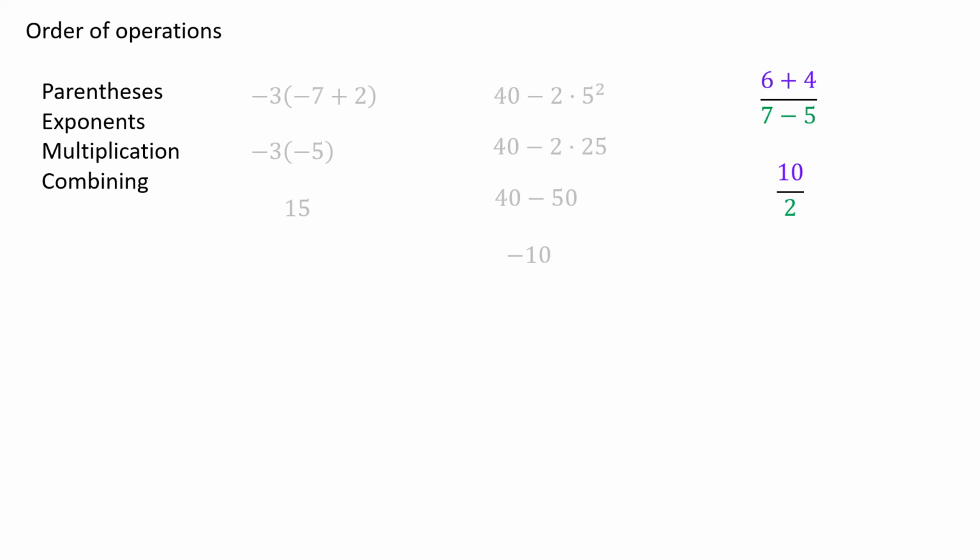6 plus 4 is 10. 7 minus 5 is 2. And now that I've done the top and bottom of the fraction separately, I can now do the division. 10 divided by 2 is 5. Thus completing this problem.